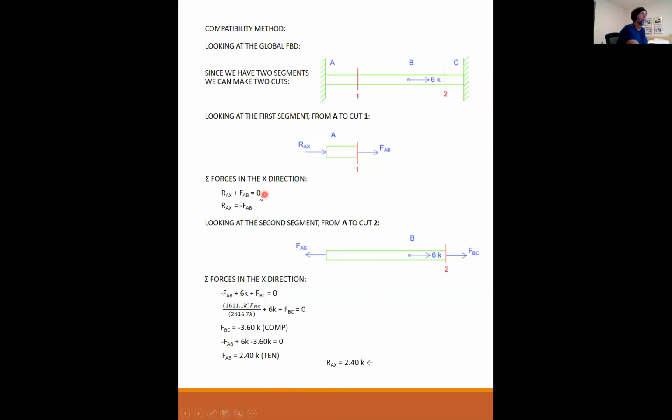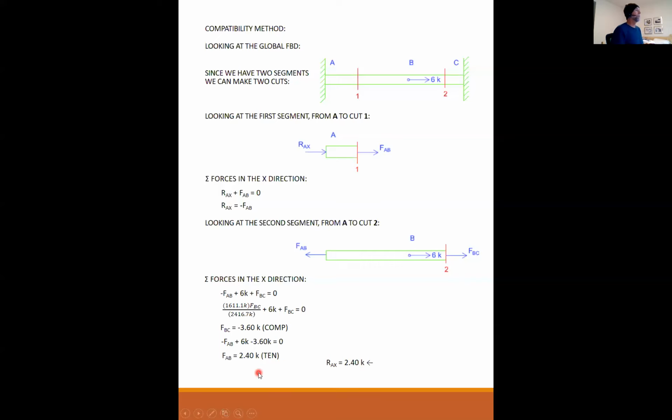And then going back up to the top here, RAX is equal to negative FAB, so it's equal to negative 2.4, which means that it is the opposite direction than what I had assumed. So RAX is 2.4 kips to the left, not to the right.